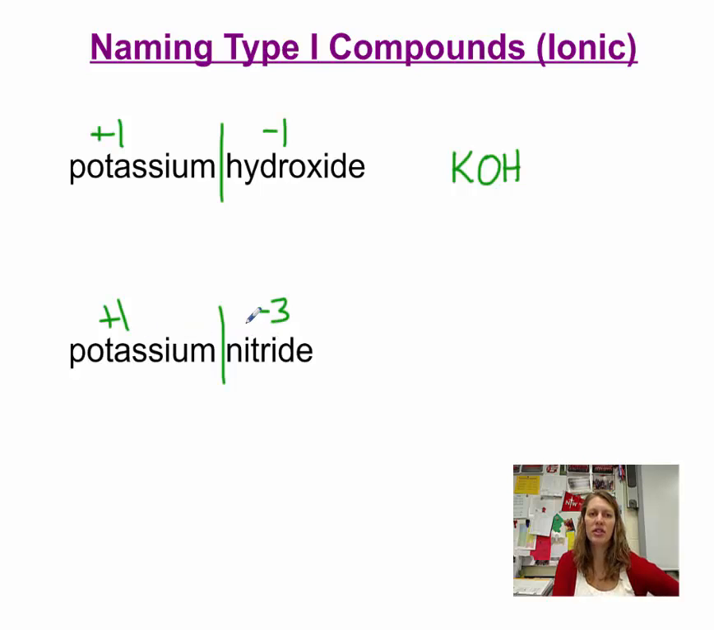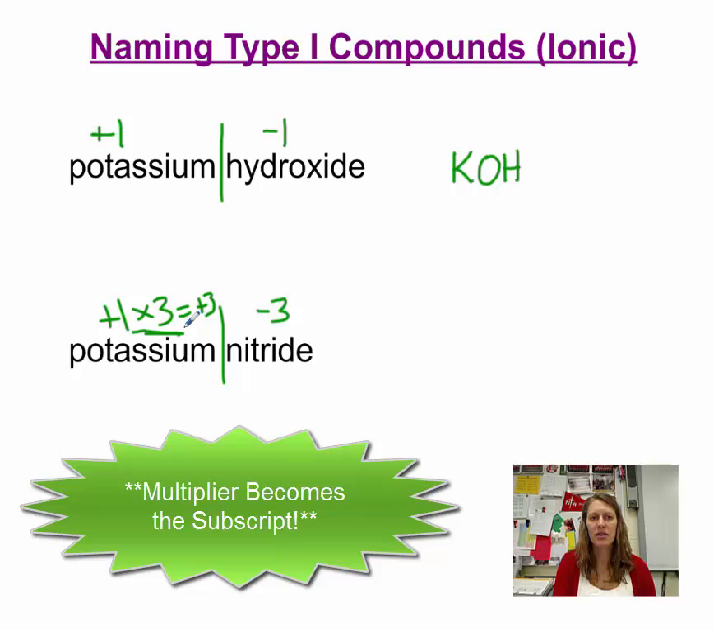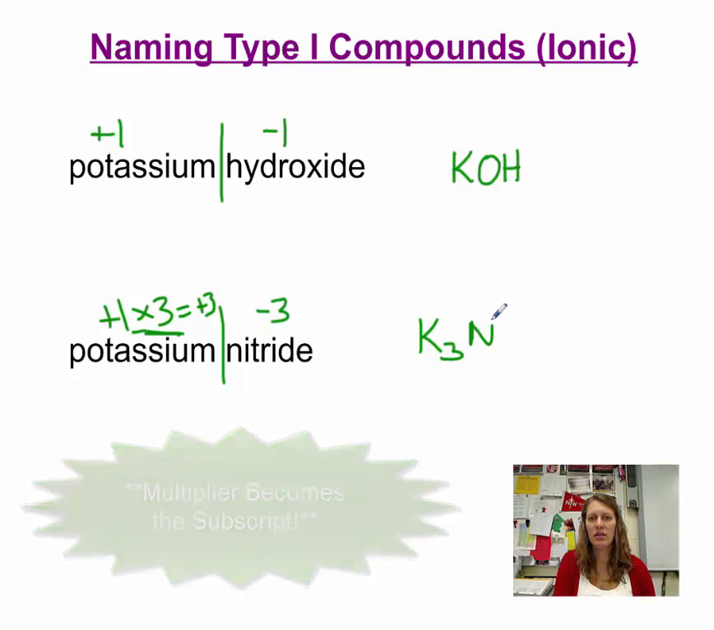So these charges do not balance out to 0. So what I need to do is consider what is the common factor that both 1 and 3 go into. And that number would be 3. In order to get 1 to be 3, I got to multiply it by 3. And then I get a +3. And -3, you can think of multiplying it by 1, but really we don't need to do anything. This multiplier is going to become my subscript. So I got potassium 3 nitride.